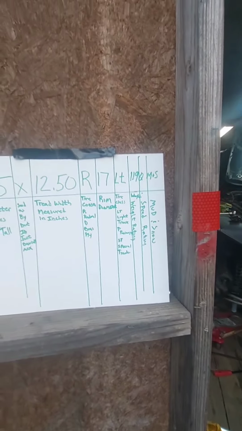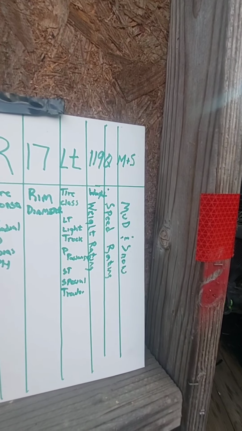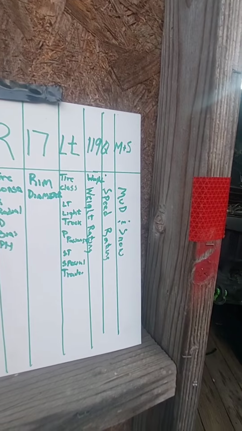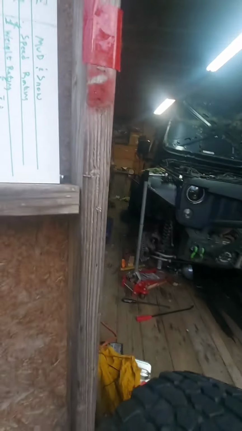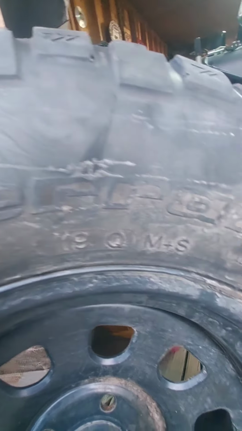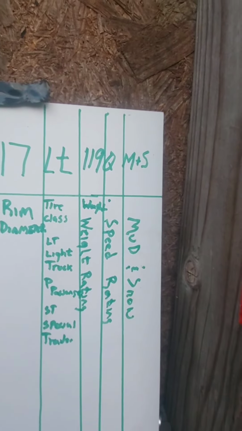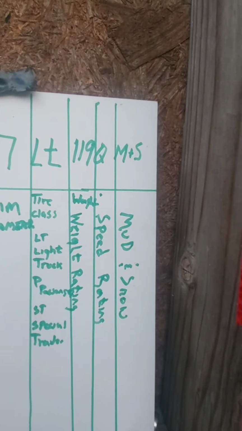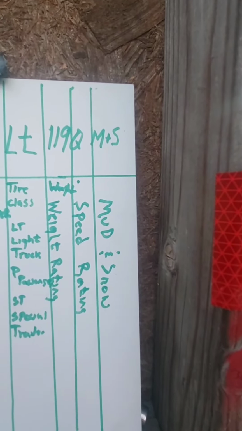All right, then we get into LT, which just like on the other tire, stands for light truck. That is your tire classification. Again, you have your P, your ST, and your T. The next is the 119. So we're going to go down here and look at this tire again. And you'll see we got your 35, 12.50, R17, LT, 119Q, M&S. So the 119 is just, again, like on the other tire, your weight rating. Then your next is your speed rating. Q is your speed rating. M plus S, or M&S, is just mud and snow.